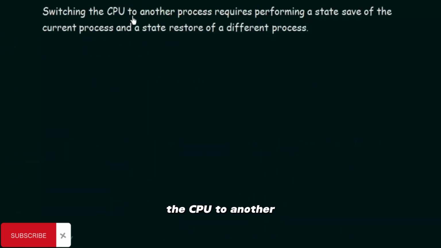Switching the CPU to another process requires performing a state save of the current process and a state restore of a different process. Now visualize the example I took about you reading a book and going to help your mother, and try to understand this definition. When we are switching the CPU to another process, that means when you are going to do another task, you need to save the state of the current process, so that when you come back to this process, you know from which part you need to resume the execution.